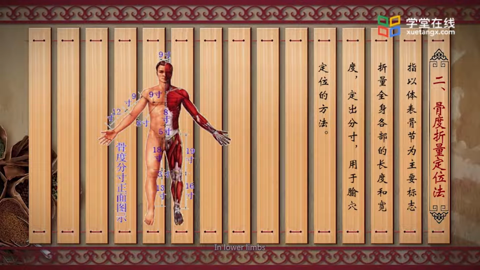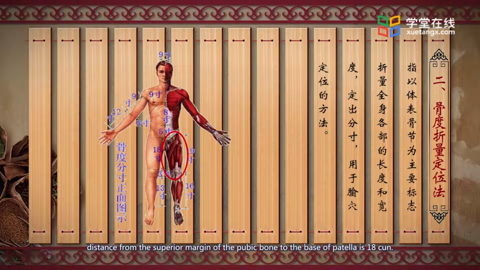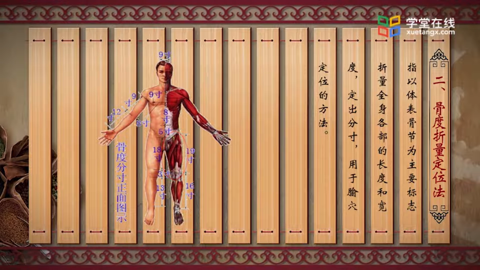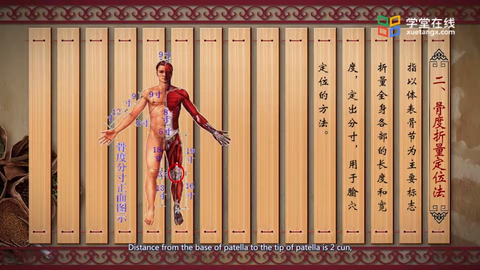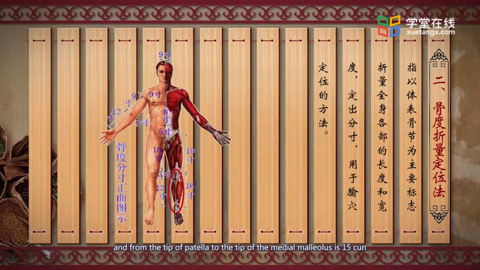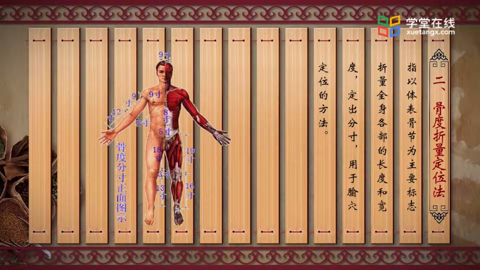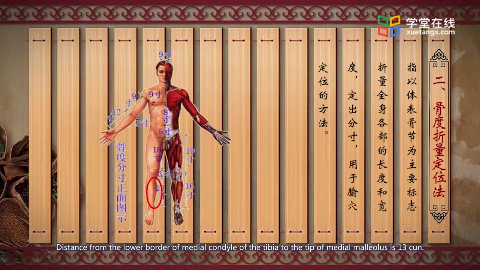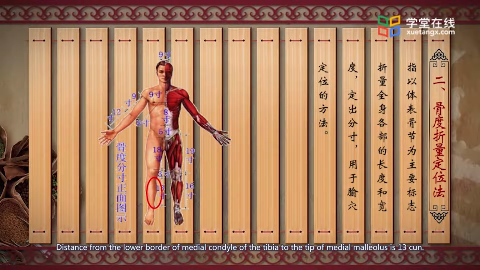In lower limbs, distance from the superior margin of the pubic bone to the base of patella is 8 cun. Distance from the base of patella to the tip of patella is 2 cun, and from the tip of patella to the tip of the medial malleolus is 15 cun. Distance from the lower border of medial condyle of the tibia to the tip of medial malleolus is 13 cun.